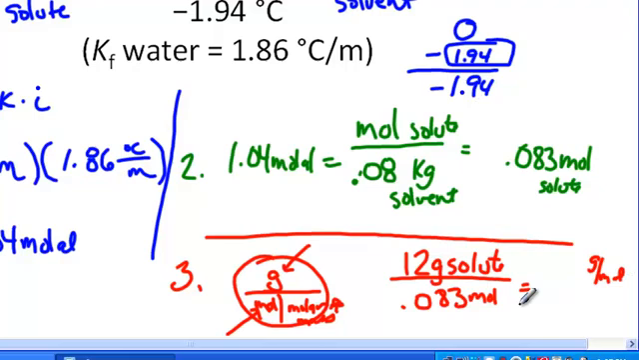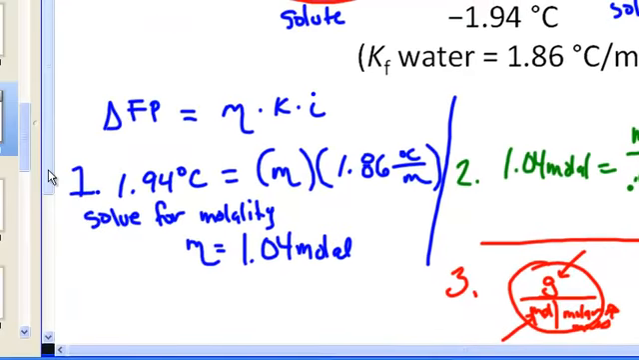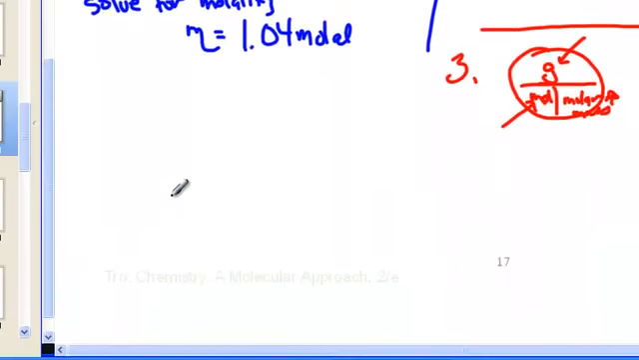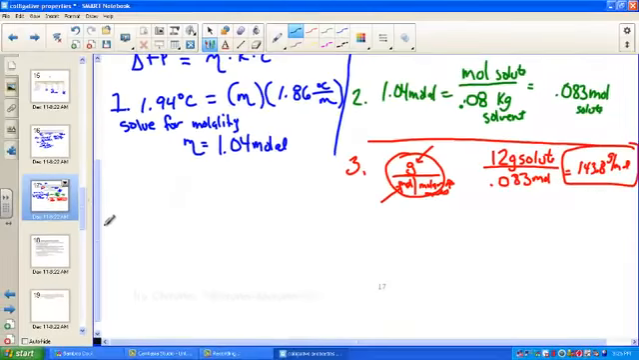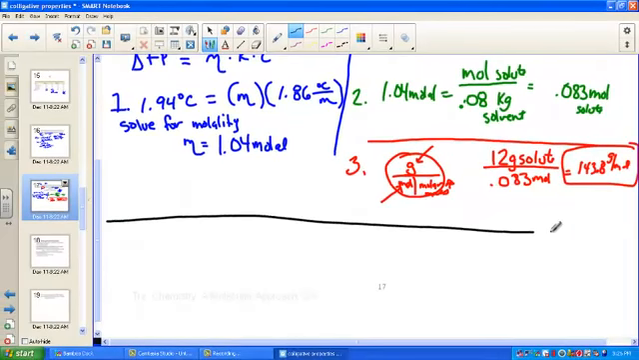So 12 divided by that previous answer, I've got 143.8 is our molar mass. 143.8 grams per mole, the molar mass of our solute. Now, some of us, and if you're like me, can see this all in kind of one step. I'm just showing you it's a preference. There isn't a right or a wrong way.